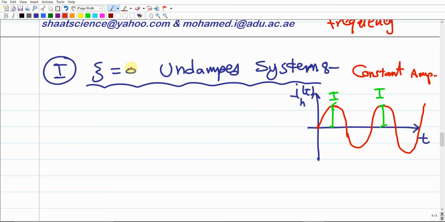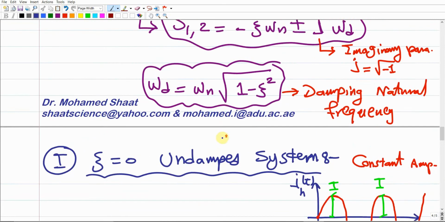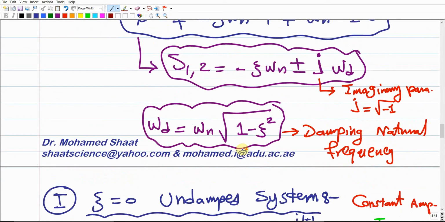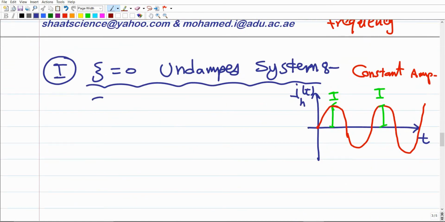For this case, we mentioned up there that Xi is already 0. So in case we have Xi equals 0, and we plug into this expression, it means that omega d will equal omega n, right? Which is the natural frequency. And this term will be 0 because the damping term is already 0. So S12 will be just j, which is the square root of -1, times omega n. So we end up with S12 equals j omega n, right?